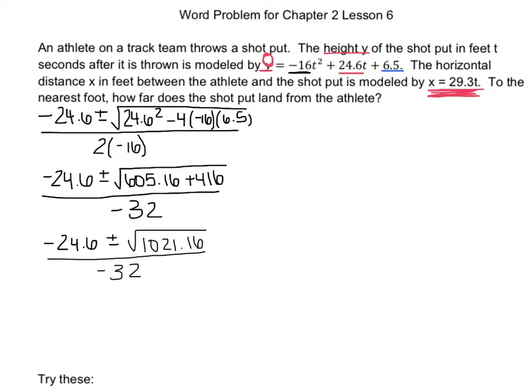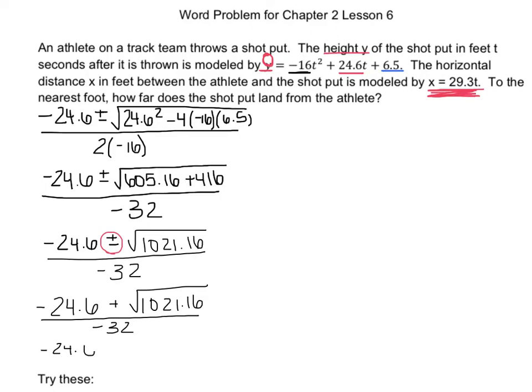So now you need to split your plus and minus sign. You're going to do negative 24.6 plus the square root of 1021.16 over negative 32, and the negative 24.6 minus the square root of 1021.16 over negative 32. Solve both of those to find your zeros.